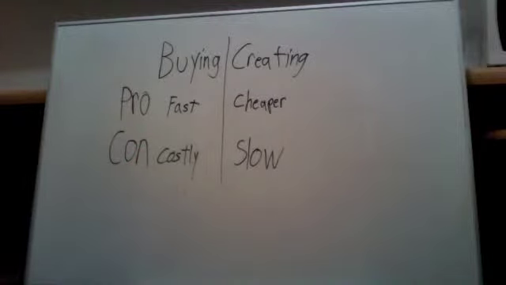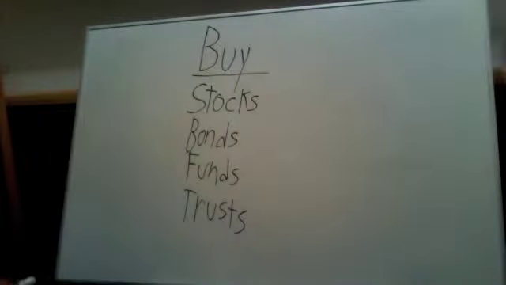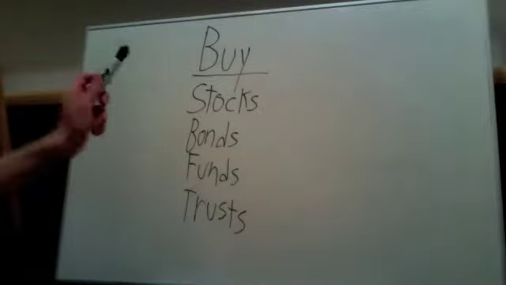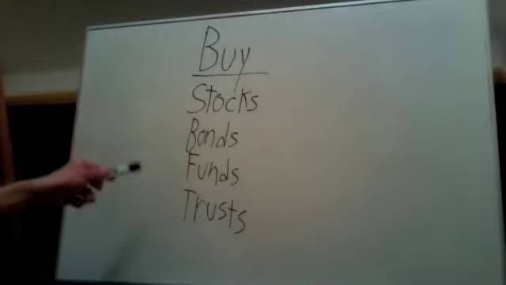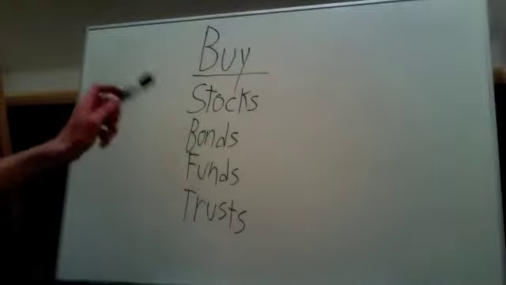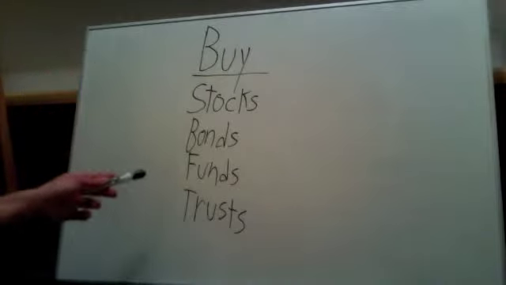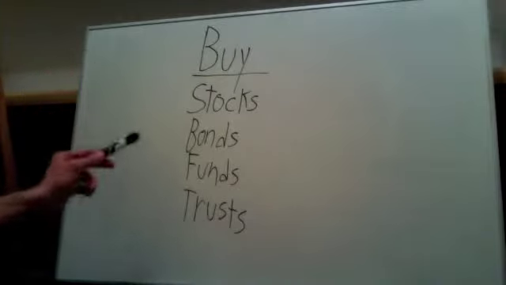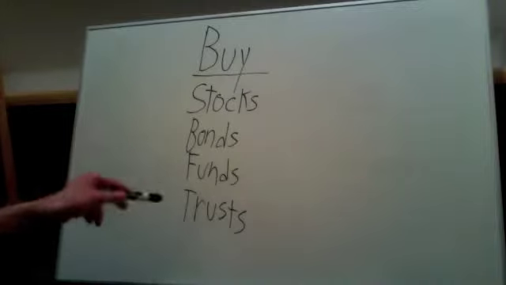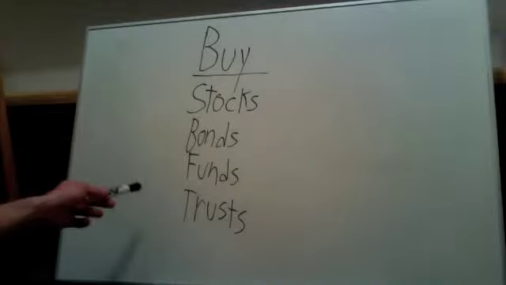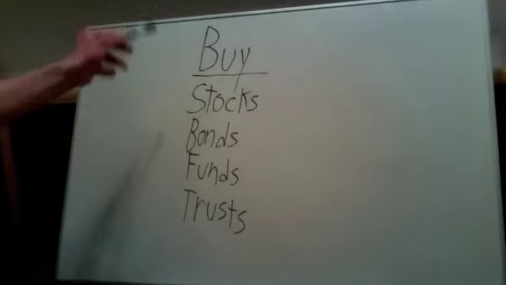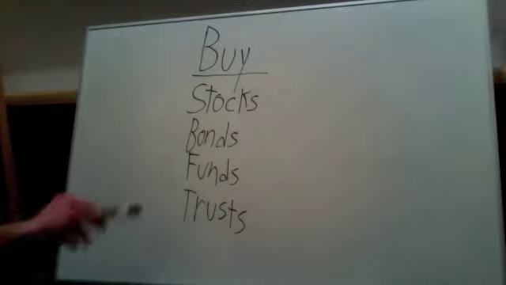Now let's take a look at some examples of investments that you can buy and investments that you can create. Okay, so here's a sample of investments that you can buy. We have stocks. You can also go out and buy bonds. You can also go out and buy funds. Now when I say funds, this includes ETF funds, mutual funds, index funds, and fund of funds. All those funds that are out there. And then we also have trusts. This includes oil and gas trusts, real estate investment trusts, and any other trusts that are out there. These are all investments that you can go out and buy as long as you have the money.